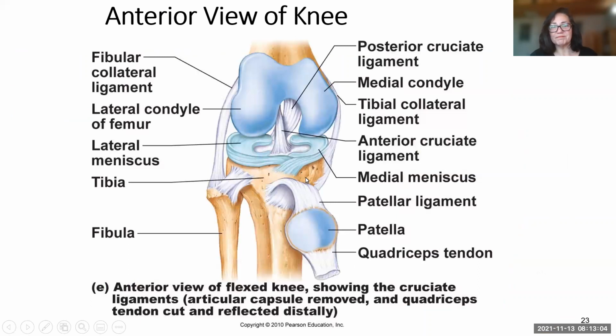This is another diagram. It's not from our textbook, but it had a lot more detail. The quadriceps tendon has been cut, and then the whole patella has been reflected away from the knee. So you can see the internal structures of the knee, the cruciate ligaments, and the menisci.